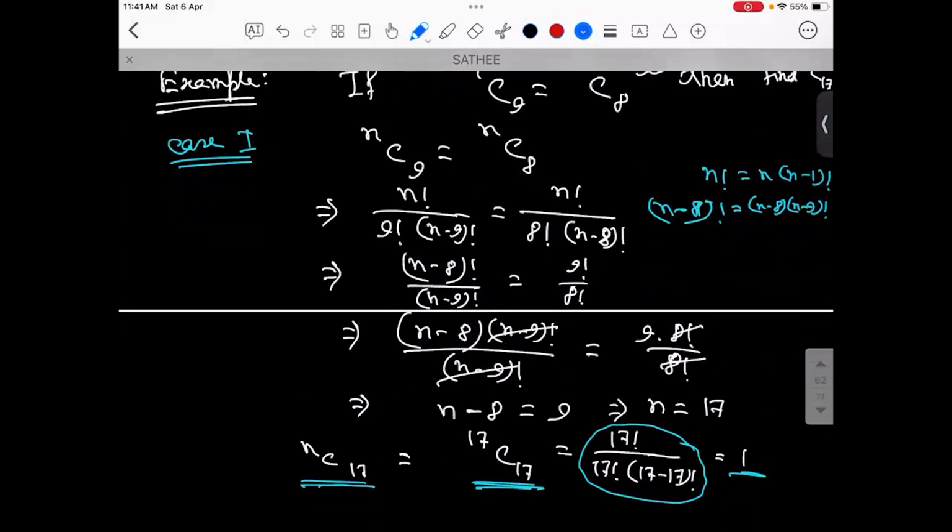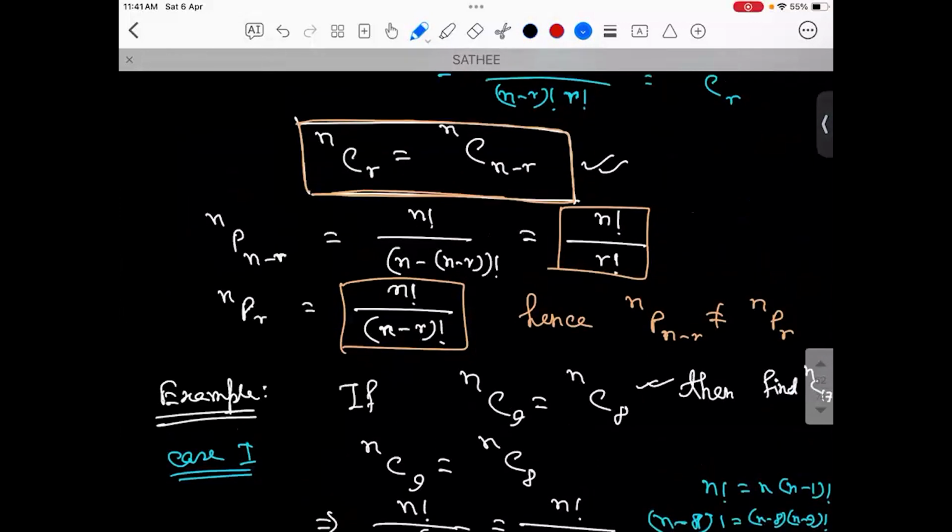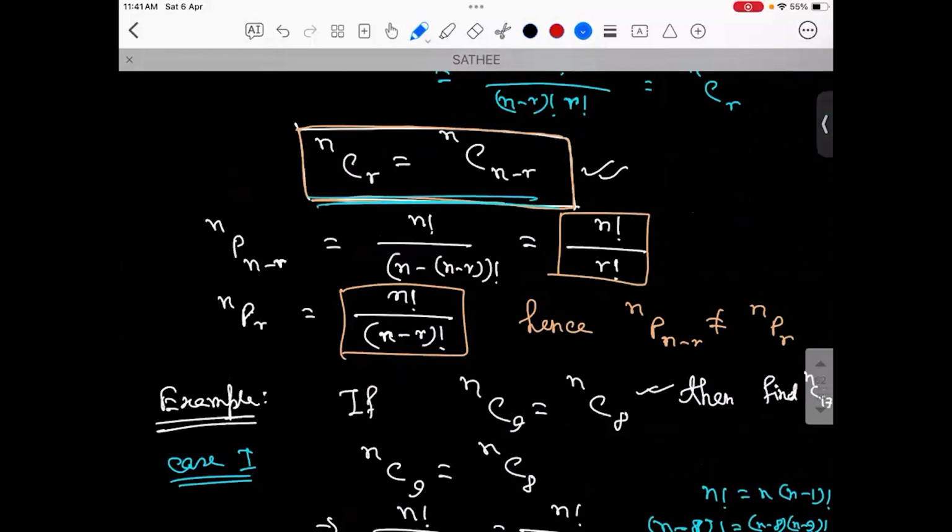So by this process, one has to do a lot of calculation, and we have to find the value of n. But if I use this thing, can I solve this problem in just one or two lines? So let us check that.